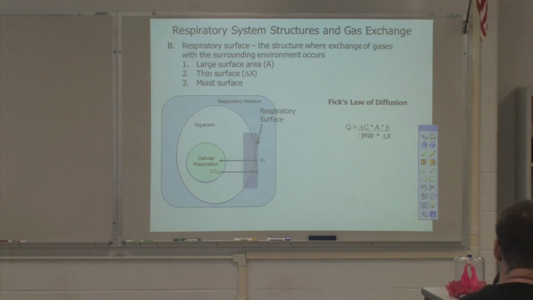We also are going to talk a little bit about how the respiratory surfaces are designed. The respiratory surface is the structure where the exchange of gases occurs. And in order to talk a little bit about the respiratory surface, it's important to do a little bit of a review of Fick's law of diffusion. So I'm going to define each one of these terms for you, and I'm going to highlight the ones that are most important for our discussion of the respiratory surface today. And so Q is the diffusion rate.